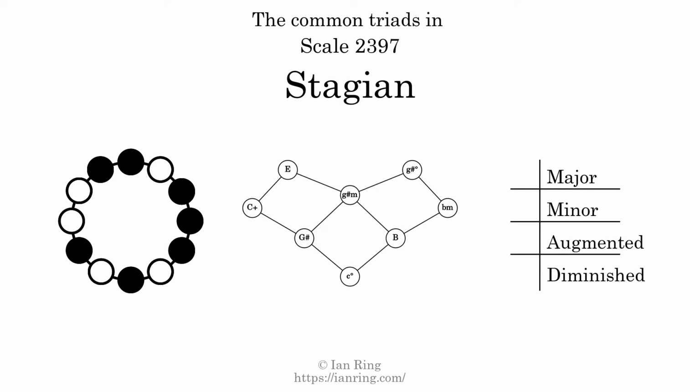Here are the common triads present in this scale. The diagram in the center is a graph of parsimonious voice leading between triads. There are 3 major triads. There are 2 minor triads. There is 1 augmented triad. There are 2 diminished triads. Here is a Hamiltonian path of parsimonious voice leading that uses all the triads.